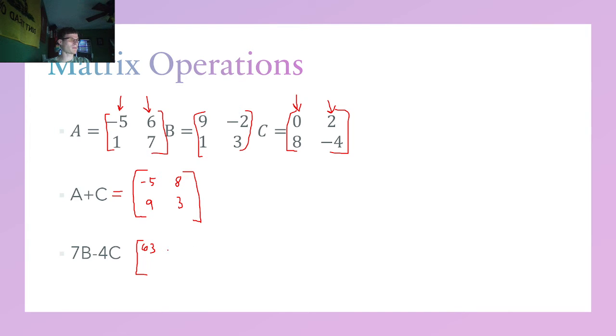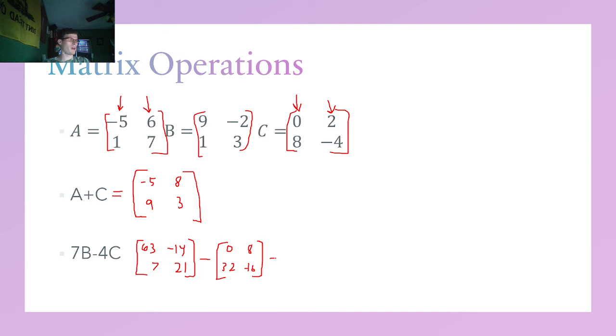Then -2 times 7 is -14. 7, 21. Okay? So I just multiplied all those terms by 7, minus the terms in C multiplied by 4. So we're going to multiply those by 4 now: 0, 8, 32, and -16, sorry.